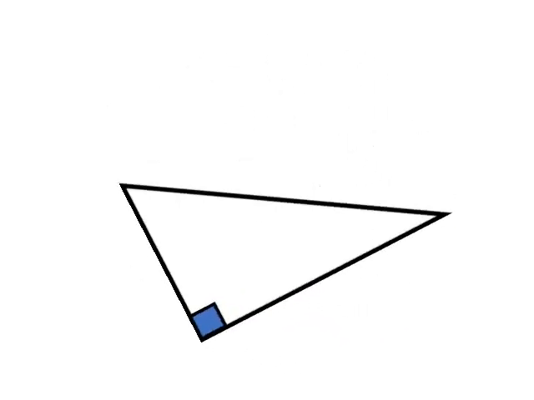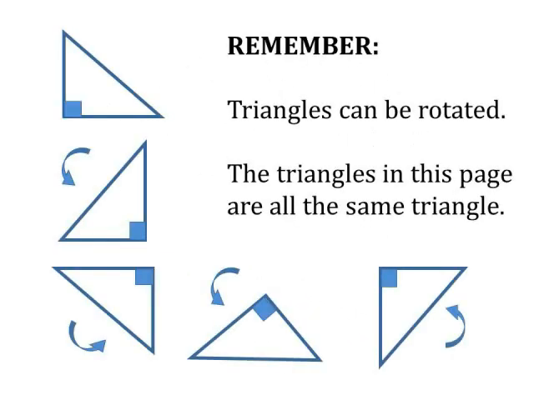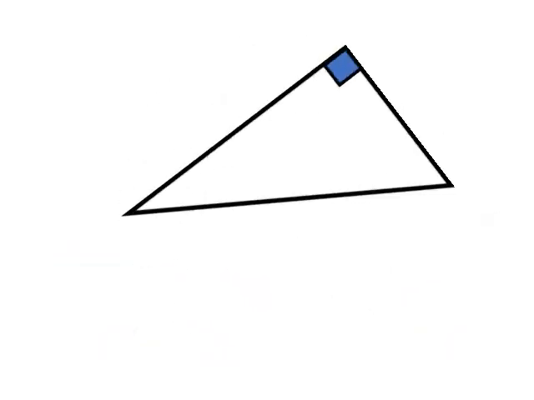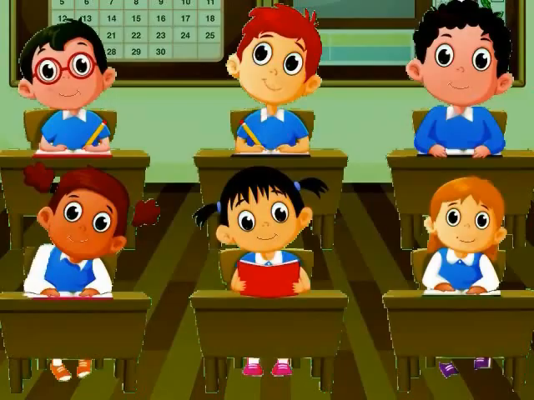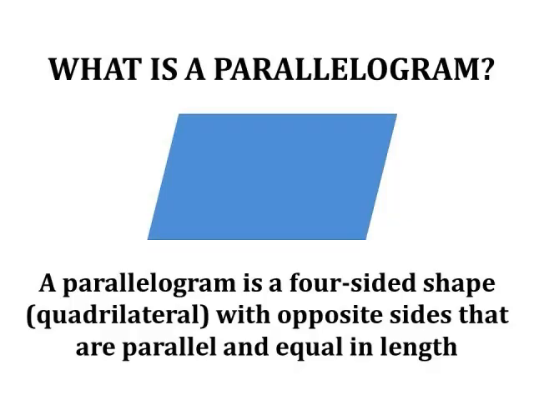Remember, triangles can be rotated. These 4 triangles are one and the same. Isang triangle lang yan na pinaikot-ikot. Now you must remember 2 important parts of triangles. The base and height. The base yung side na nasa ilalim ng triangle. Yung height naman yung measure mula sa base hanggang sa top ng triangle. Okay? Okay po.